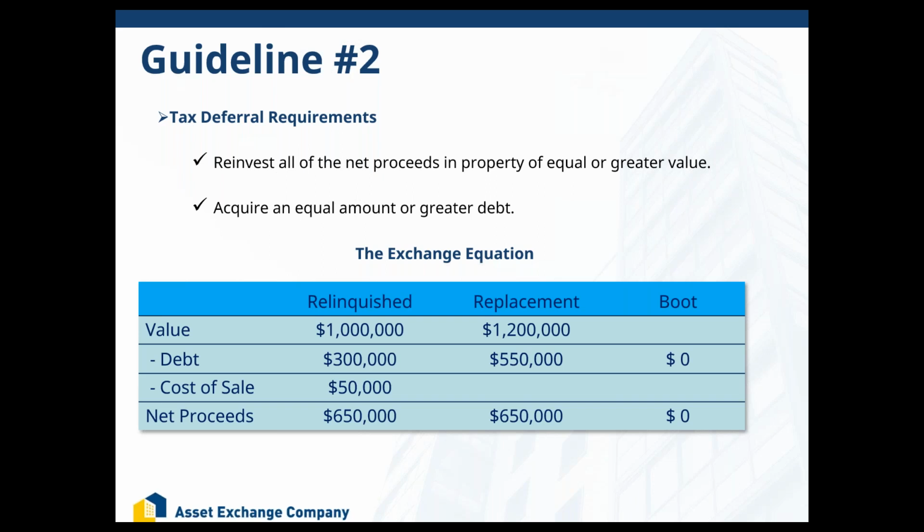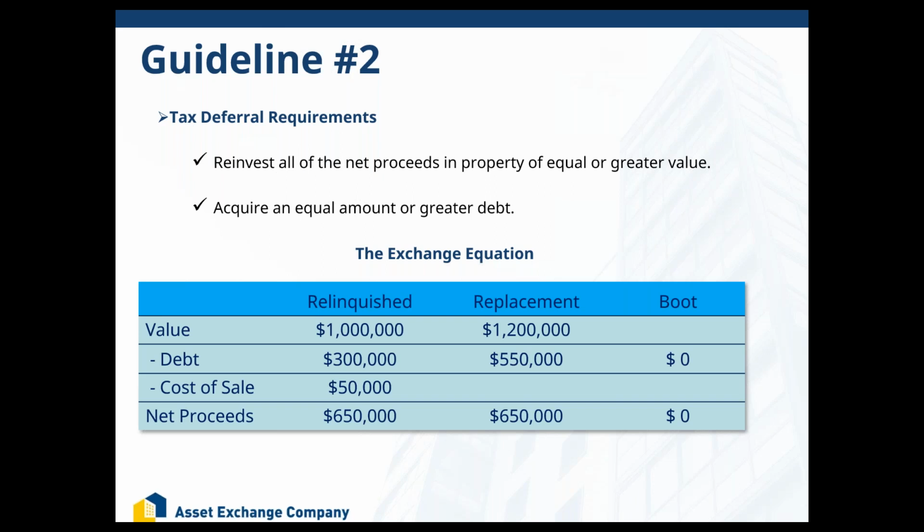Now what if they wanted to do this? What if they said, we don't want to get a loan for $550,000? No problem. If they happen to have $550,000 cash that they can add to the purchase of the replacement property, that would have worked for them too. Or they could have said, we do have some cash that we're willing to put towards buying the replacement property, and the difference we'll make up in a loan. That would have worked for them too.